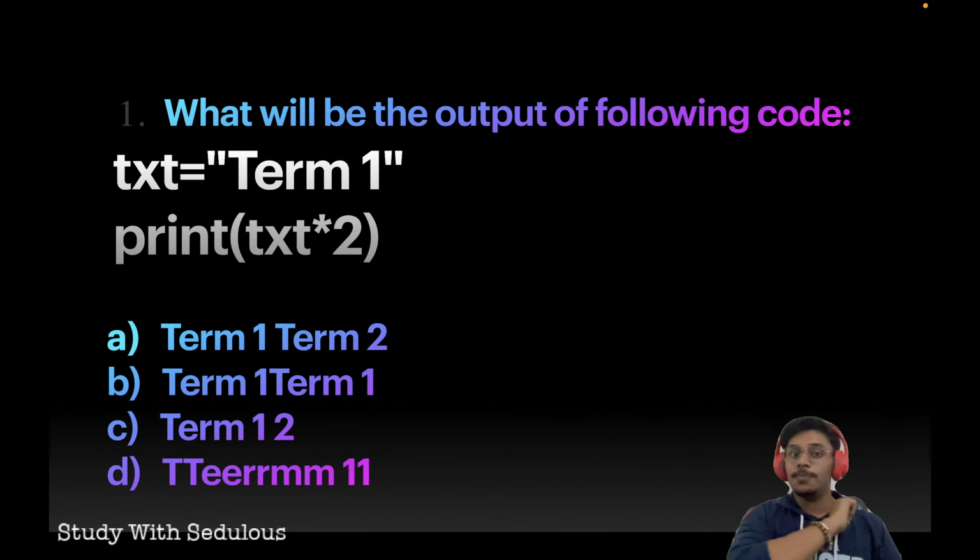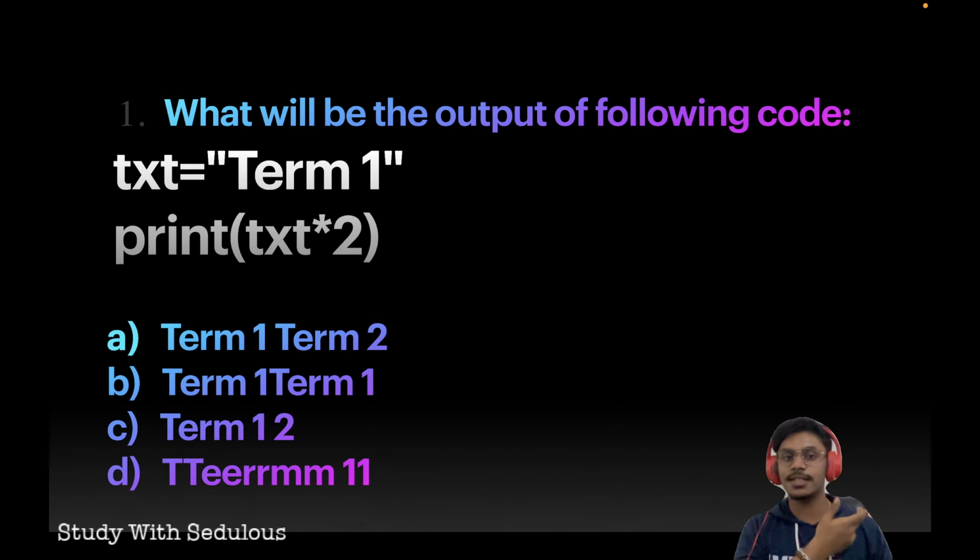Now, what will be the output of the following code? Text is equal to term1, print text into 2. The star is 2, that we know, right? And star is multiplication. We know that, right? So how do we get that? Text is an immutable type. It's an immutable type, which means we can't change the thing altogether.